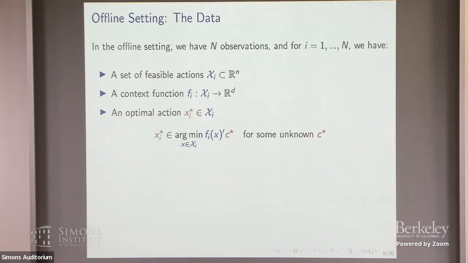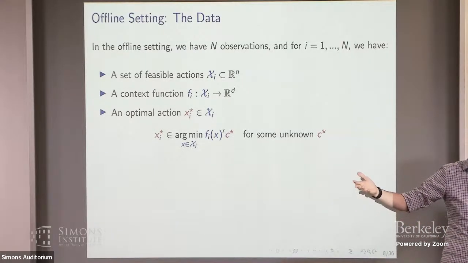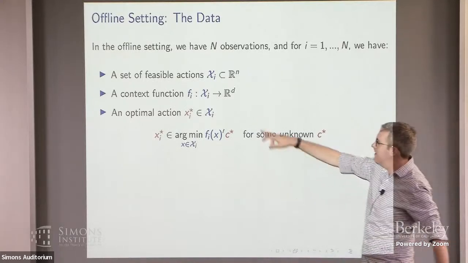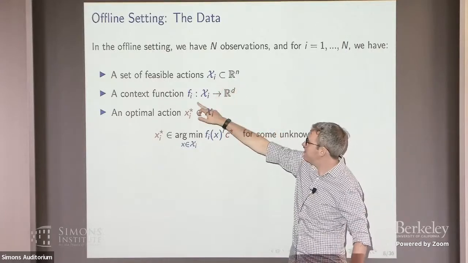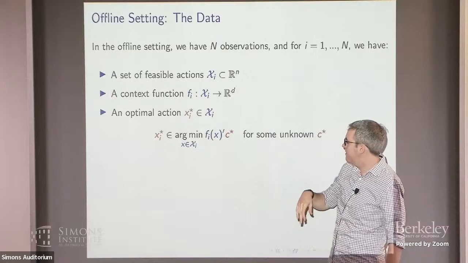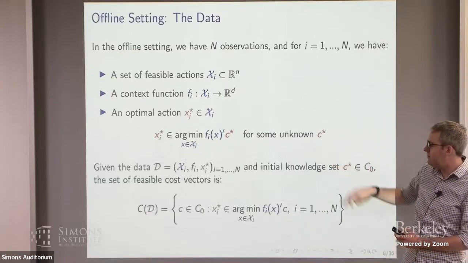So let's get started with the offline setting. In the offline setting, I'm given a bunch of data, and I want to know how good can I make a future prediction based on this data. So I'm given feasible actions for a bunch of observations, the context function for each problem, and what is an optimal action in each of these problems. And all of these satisfy this equation as I described before.